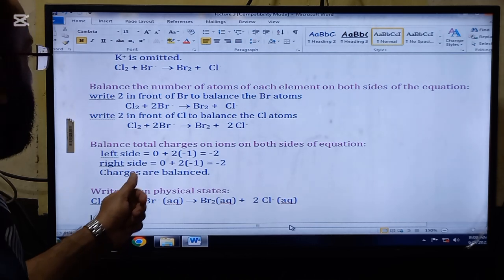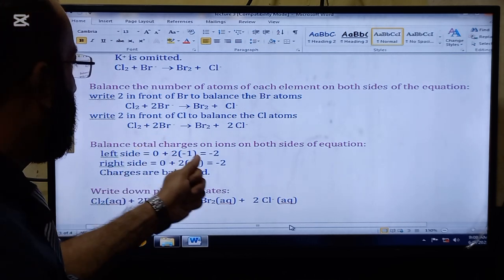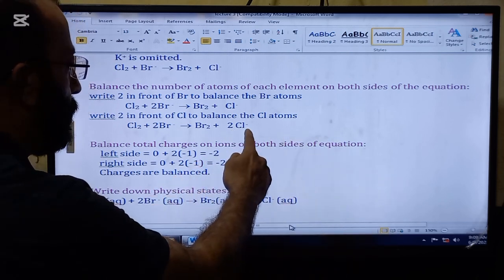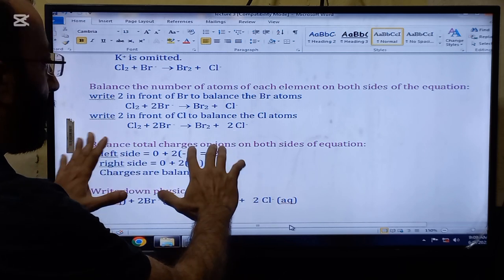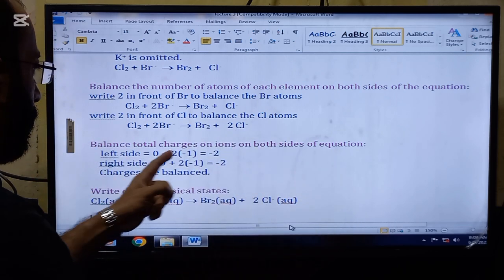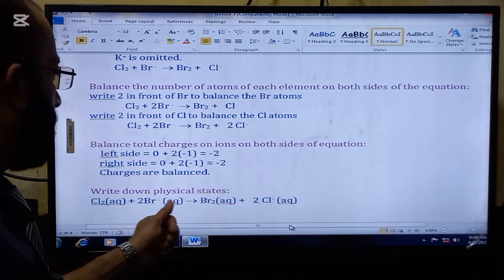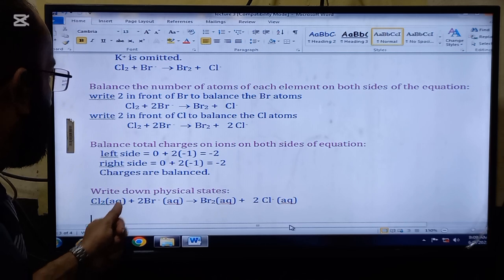So if you can see, on the left hand side -2 negative charge is there, and on the right hand side -2 negative charge is there. So the number of the charges on the ions on both sides are also balanced. So the final step will be to write down the physical states. So chlorine is in aqueous form now.